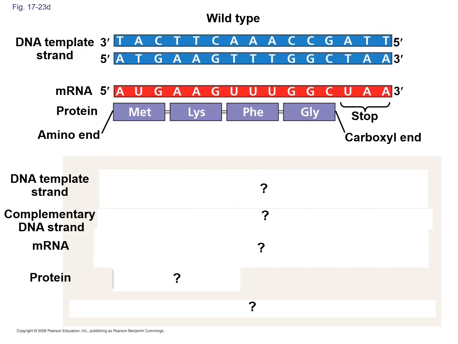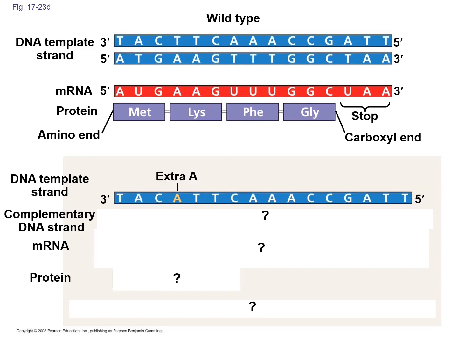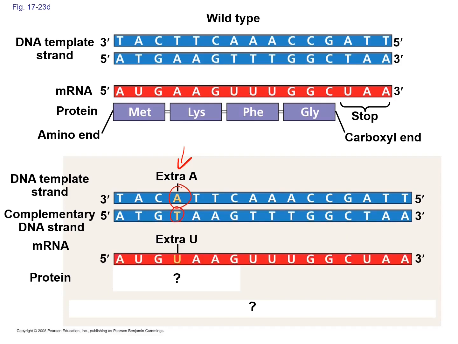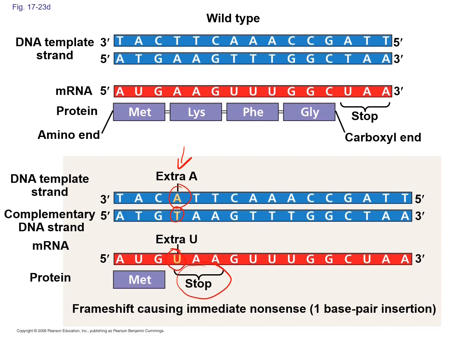Now this is another exercise. Here you have an extra A. So I want you to tell me what you will find. Here you will get a T. Here you will have an extra U. And here you will have a stop codon. So there is a frame shift causing an immediate nonsense mutation due to a one base pair insertion.